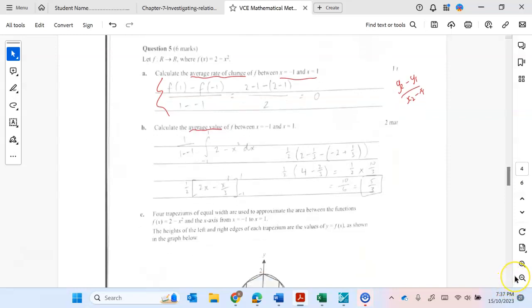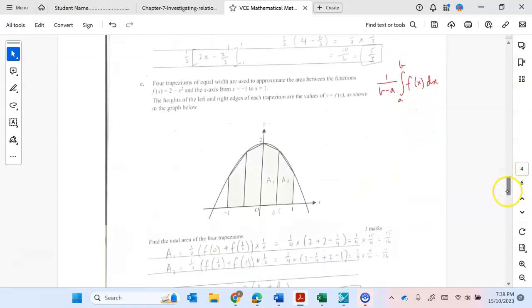With average value, the average value of a function is not on your formula sheet, but it is very easy to remember. It is just 1 over b minus a, and then you've got your definite integral. So 1 over b minus a, your higher number minus your lower number, and that's easy. You can see I've then gone ahead and done the definite integral.